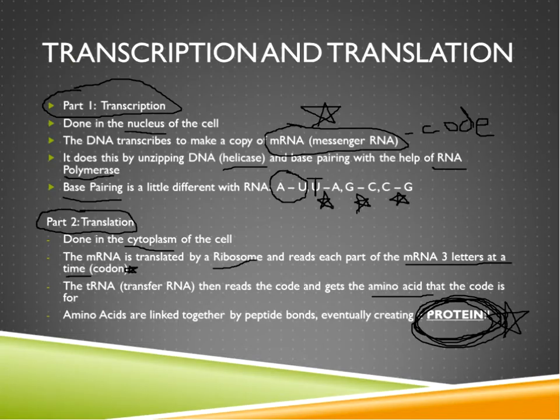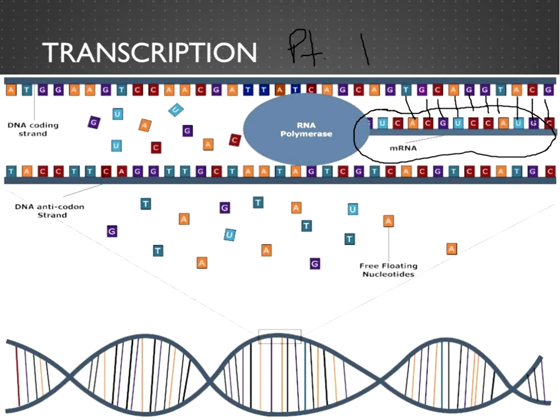Remember transcription and translation, guys. Transcription, the point is to make a code. It's done by RNA polymerase, and it happens in the nucleus. And then translation, the point of that is to make a protein at the end. So you use the code and you translate it 3 letters at a time, and each 3 letters stands for an amino acid. And then finally, those amino acids are grouped together to form a protein.